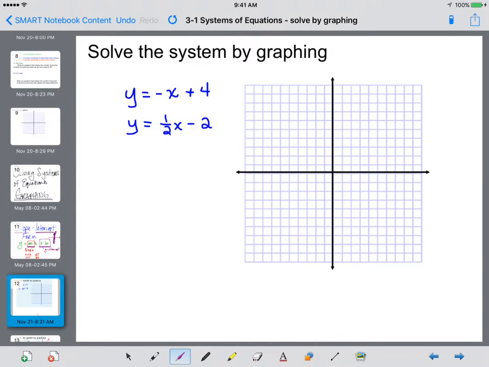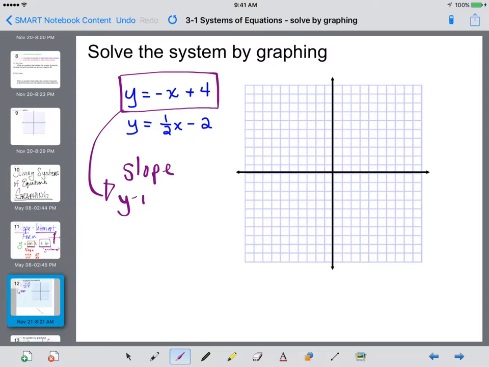Let's get to an example here. It says solve the system by graphing. So we need to graph each line on the same graph. So for this line, I need to pick out two things to help me graph. I need the slope and I need the y-intercept. The slope is the number in front of the x. That's just a negative sign. Well, we never write -1 in front, so the slope here is -1 over 1. The y-intercept is the number after the x, which is 4.